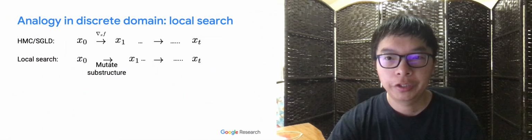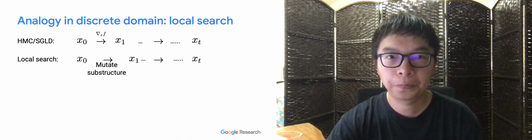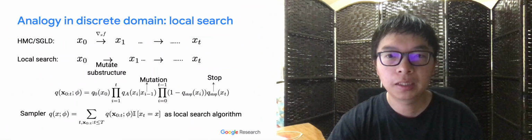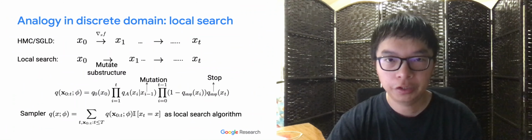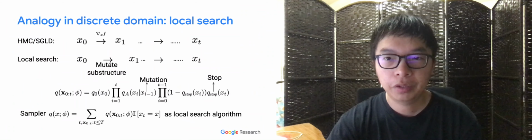On the other hand, we treat the local search as the discrete counterpart of HMC in continuous space. In HMC, the samples are refined step by step with a gradient. In the local search, the samples are refined by mutating the substructure of the current sample. Formally, we formulate the sampler using the following latent variable model. To obtain the sample, one can first sample from the initial distribution Q0 and then mutate using QA and stop when the stop policy triggers. With this, we can cast the learning of sampler as a learning to search problem.